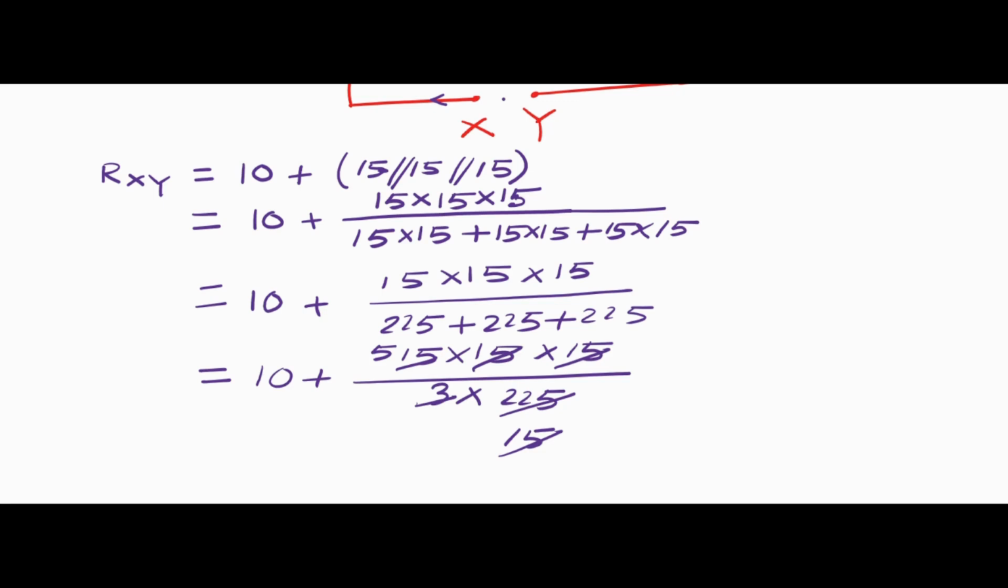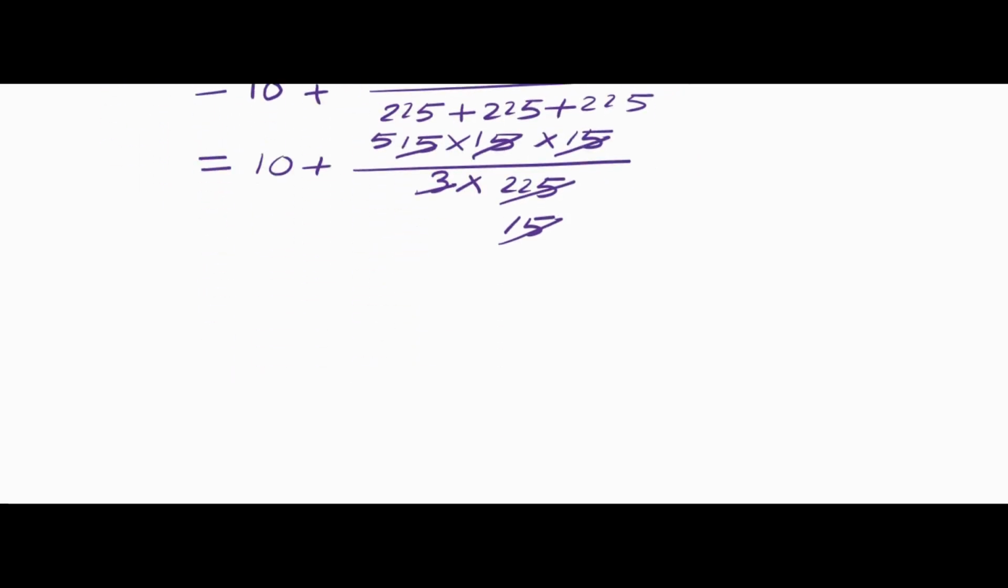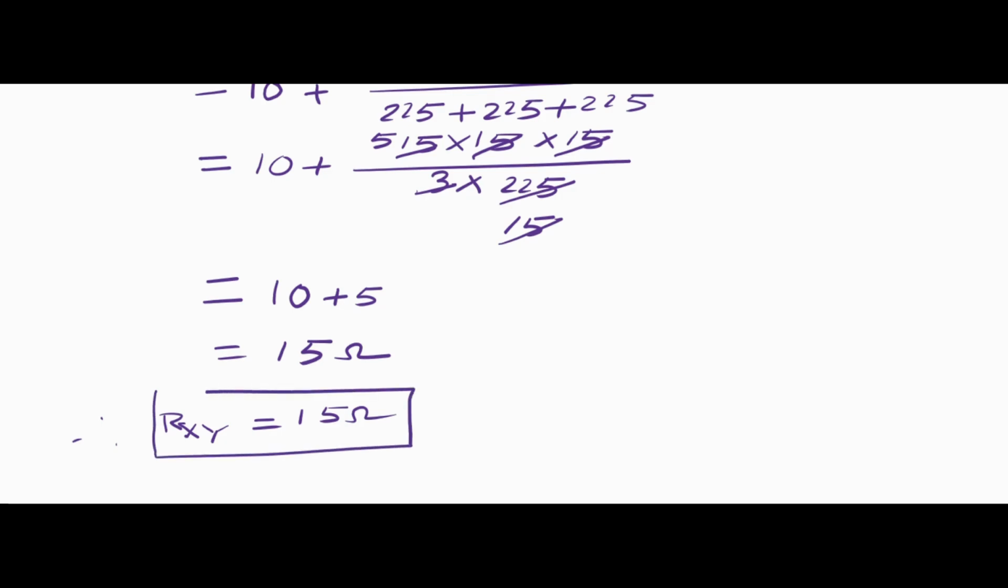So what is the value? 10 plus what? 10 plus 5, that means 15 ohms. Therefore Rxy equals 15 ohms. That is, the equivalent resistance between the terminals X and Y is 15 ohms.